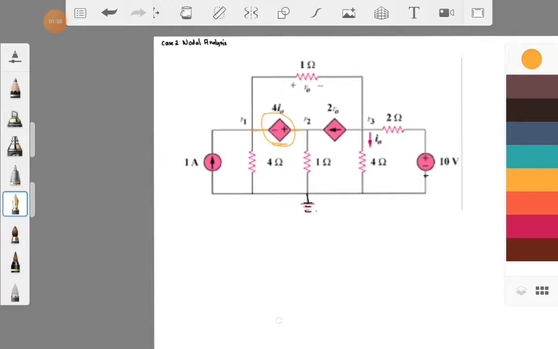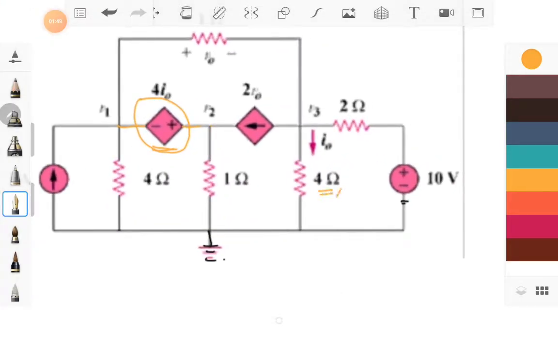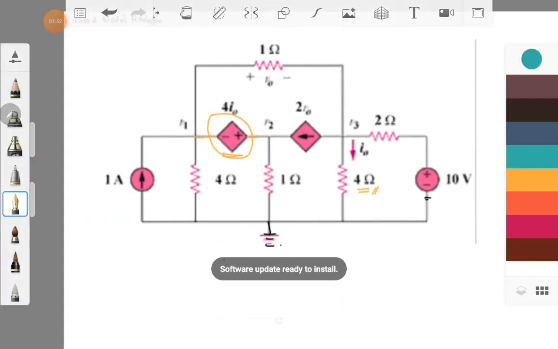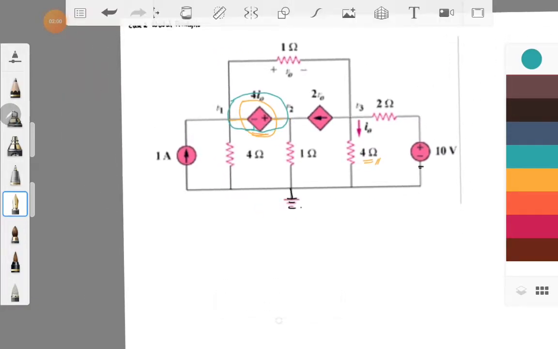So therefore, upon saying that, I may say that your dependent voltage source, which is dependent on the current of your 4 ohm resistor, is a supernode. Okay, this is a supernode. Considering that, we may say that this circuit is a case 2 circuit for nodal analysis.